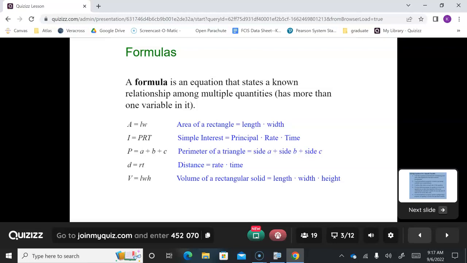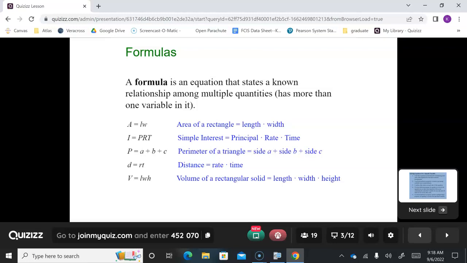So this is just a small list of formulas. I'm not going to expect you to memorize these. I am going to expect you to recognize them, okay? What they do. A lot of times formulas will be given to you. They'll say, hey, here's this problem. Use this formula. They're not going to tell you what each part is. That's something that you need to be familiar with and know, okay?